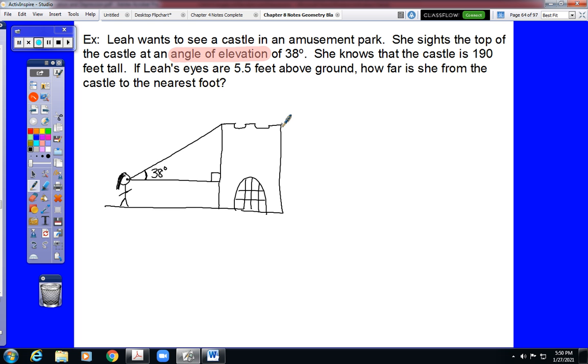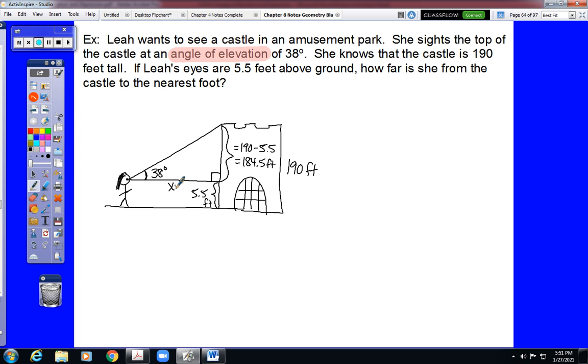Okay, we know that that castle is 190 feet tall. Now the last bit of information is that this distance here from Leah's eyes to the ground is 5.5 feet. The reason why that is important is because we're not going to use the 190 in this problem. We need to use this distance right here from Leah's eyes to the top of the castle. And the way that we would find that is we would take the 190 and subtract 5.5 feet, meaning that is 184.5 feet.